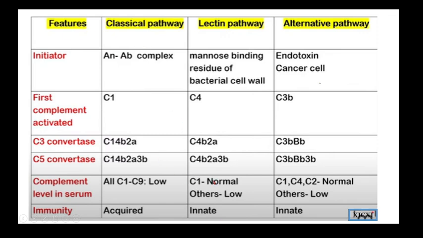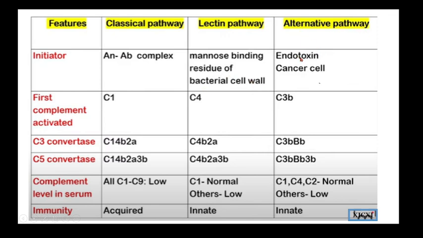So here is a summary which is summarizing everything. You should understand, in the classical pathway, lectin pathway, and alternative pathway: what is the initiator? Problem number one, which first complement protein is activated? What are the components of C3 convertase? What are the components of C5 convertase? What is the complement level in the serum, and also immunity? So this table is summarizing everything, so you should pause and review. In the classical pathway, we have an antigen antibody complex. In the lectin pathway, there is mannose, a binding residue of the bacterial cell wall.